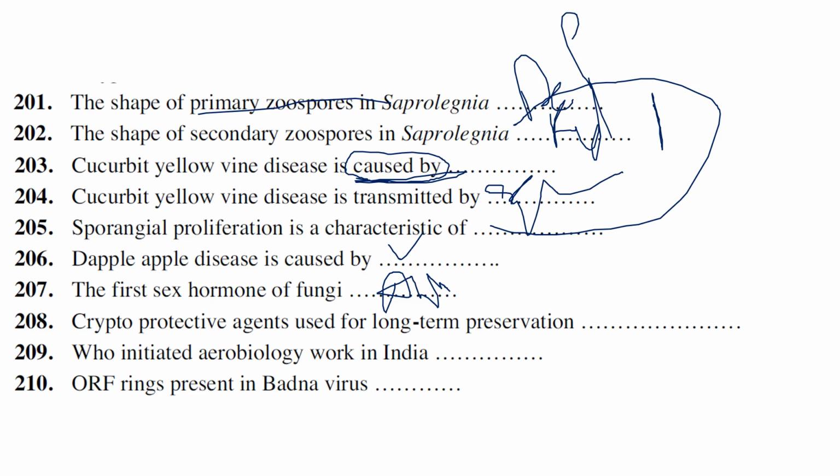The second one: cryoprotective agents used for long-term preservation. For long-term preservation, glycerol at 10 to 15% is recommended, and one more is DMSO, dimethyl sulfoxide, which is also a cryopreservative.